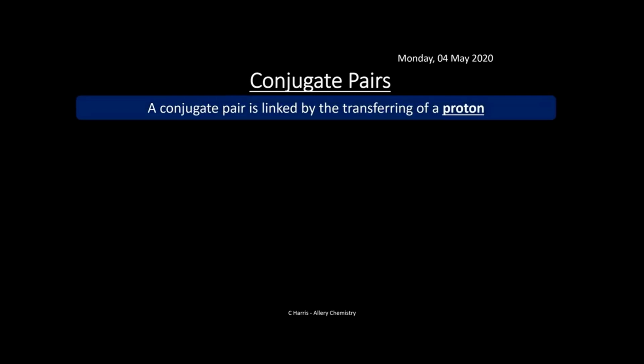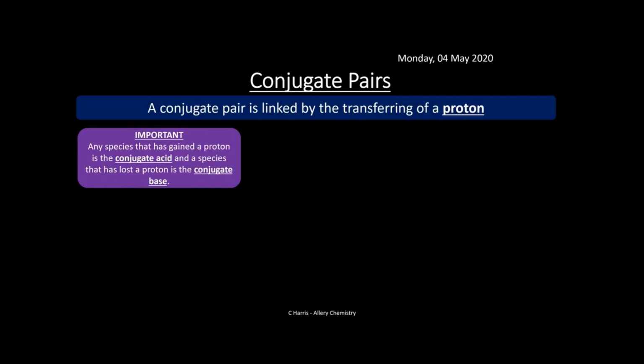Okay. Conjugate pairs. A conjugate pair is linked by the transferring of a proton. Basically what we're doing here is we're following the proton. Where is it coming from and where is it going to? And we pair their molecules up. Any species that has gained a proton is the conjugate acid, and a species that has lost a proton is the conjugate base. This is not to be confused with a standard acid. For example, an acid is a proton donor and a base is a proton acceptor. So a conjugate is the opposite of that.